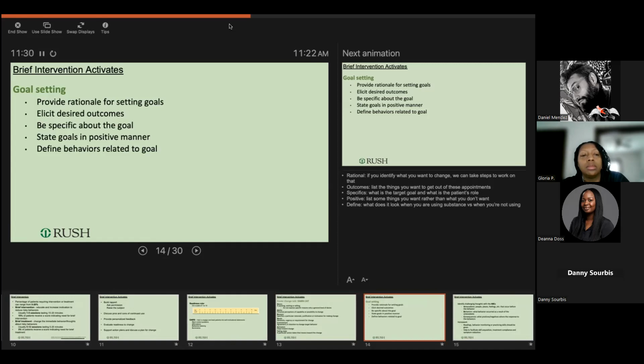You want to be specific about the goal. What is the target goal and what is the patient's role? And then you want to state goals in a positive manner. You'll have them list some things they want rather than what they do not want. And then you want to define behaviors related to the goals, and what it looks like when you are using substances versus when you are not using substances.